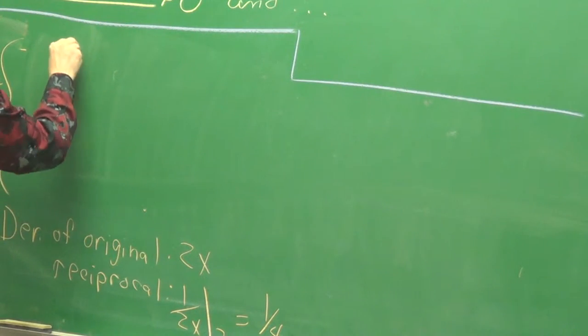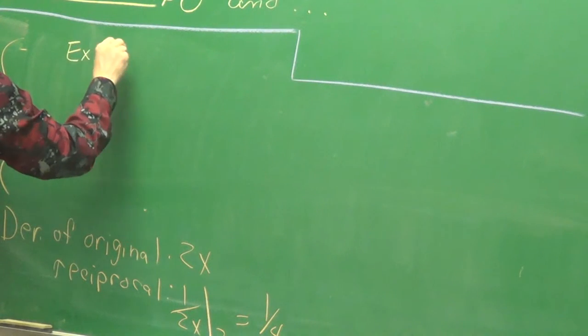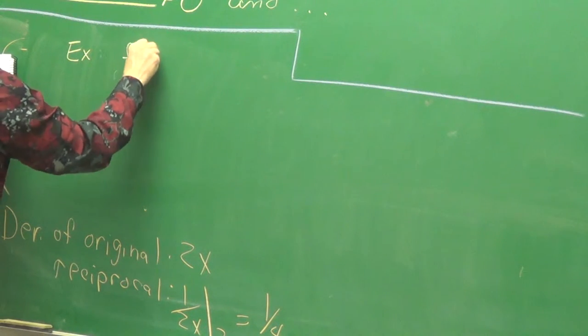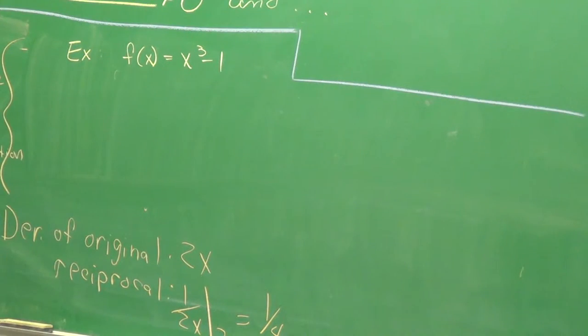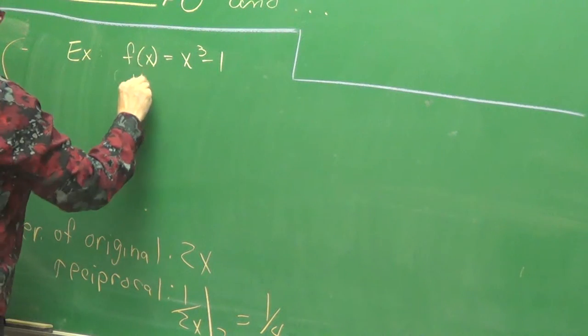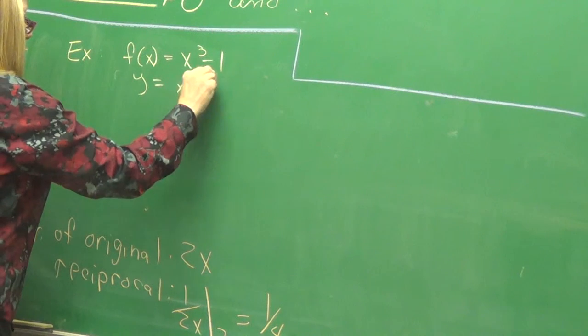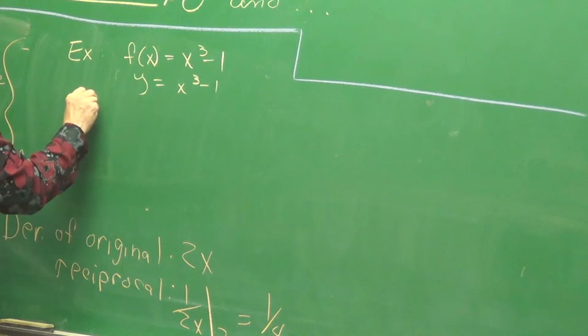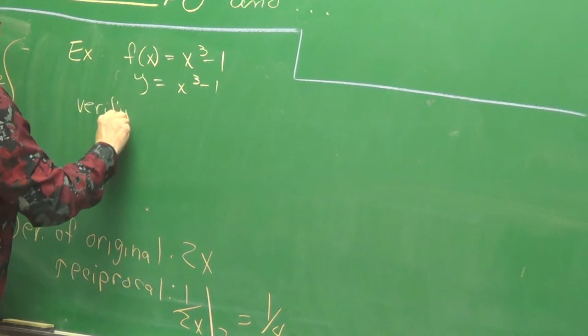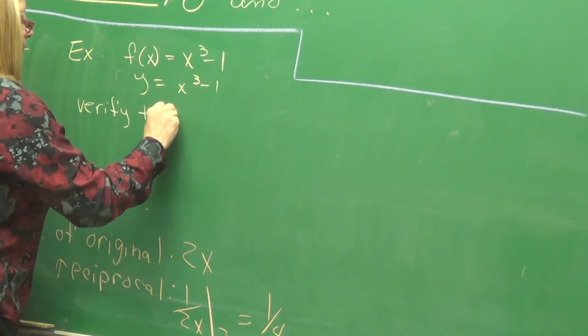So in yellow, here is the function we're going to talk about. If it helps, think of it as y equals either one, whichever assimilates in your brain the best, that's the one we want to do. First of all, I want you to verify that it has an inverse function.